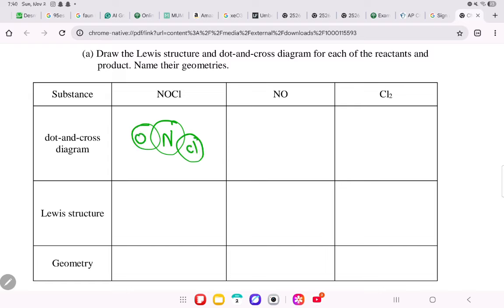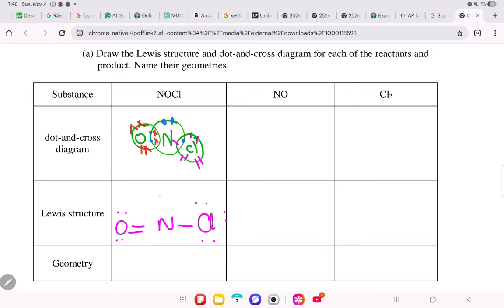So then oxygen will have 1, 2, 3, 4, and then it will have 2 inside here. And then nitrogen is going to have 1, 2, and it's going to have 3, 4, and then 1 inside of here. And then chlorine is going to have 1, 2, 3, 4, 5, 6, and 7. So this is what the dot cross diagram of this looks like. If you drew the Lewis structure, it would be N, double bond oxygen, right? And then oxygen has 2 lone pairs. And then single bond chlorine, and chlorine has 3 lone pairs. And then don't forget the lone pair on nitrogen.